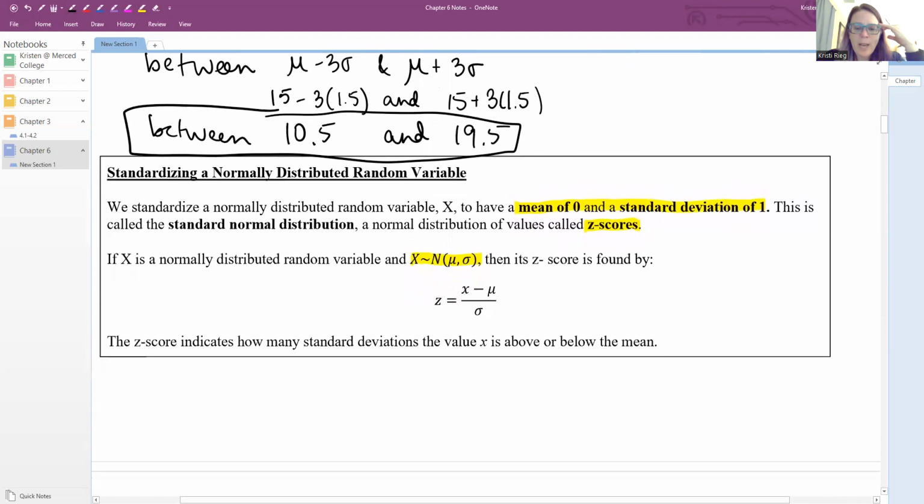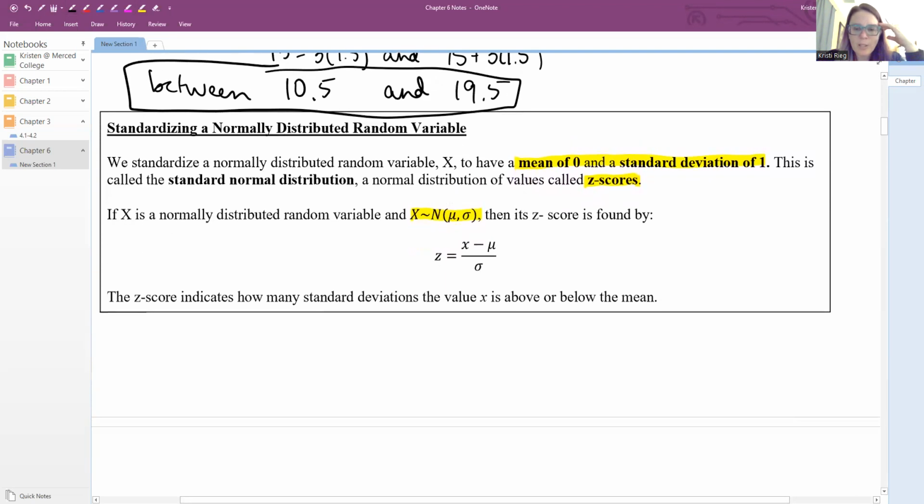And then once we do that, we're going to find the z-score. The z-score is found by saying that z equals x minus mu over sigma. X is the data value that we're talking about, and we want to know how many standard deviations above or below the mean that value is. That's what the z-score is telling us. I told you earlier that anything more than 3 standard deviations away is considered abnormal.